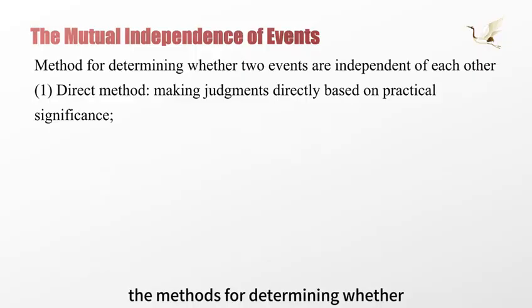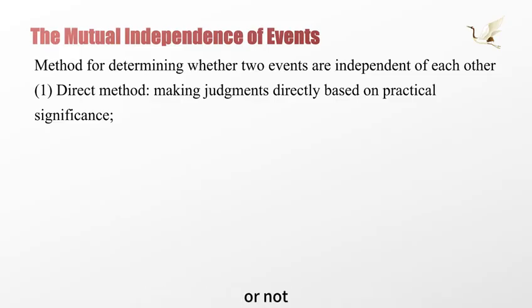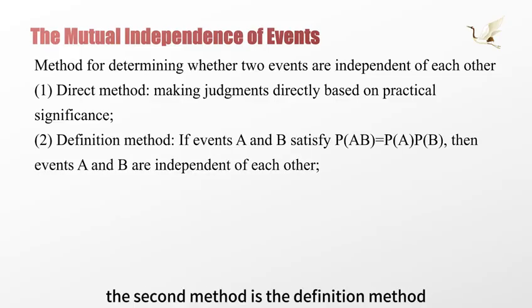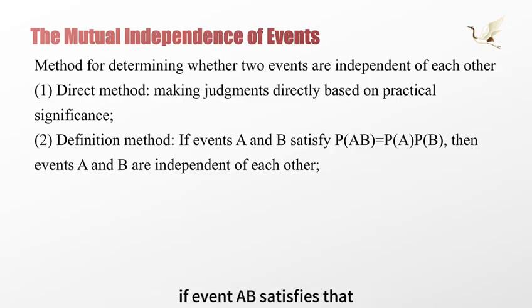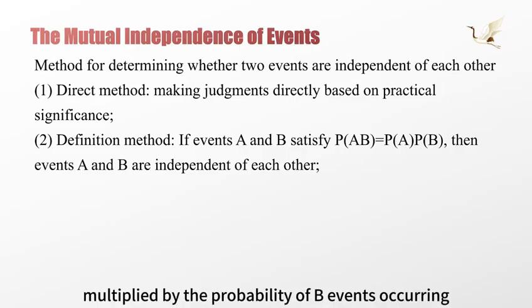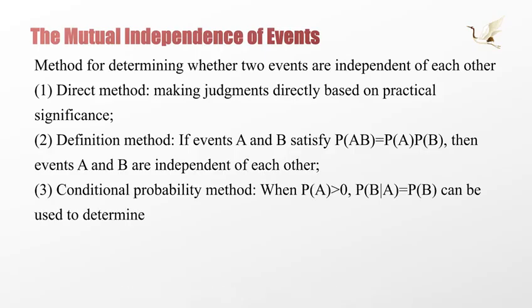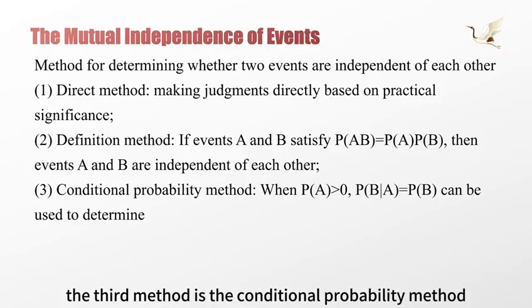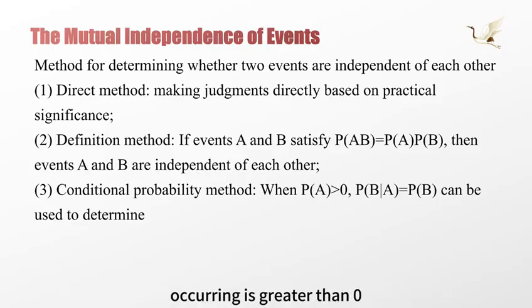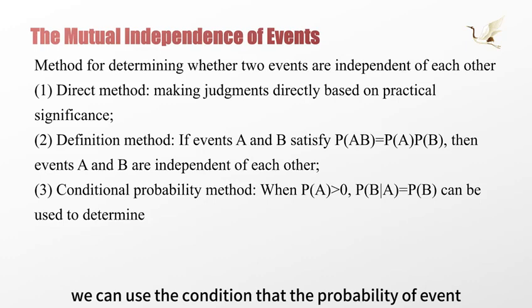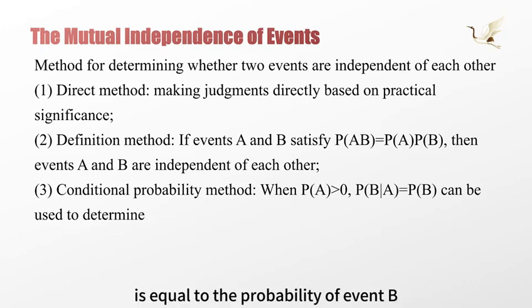Let's summarize the methods for determining whether 2 events are independent of each other. The first method, also known as the direct method, is to make a direct judgment based on practical significance, such as whether there is a problem of putting it back or not. The second method is the definition method. If events A and B satisfy that the probability of AB occurring simultaneously is equal to the probability of A occurring multiplied by the probability of B occurring, then events A and B are independent events. The third method is the conditional probability method. When the probability of event A occurring is greater than 0, we can use the condition that the probability of event B occurring given event A is equal to the probability of event B.